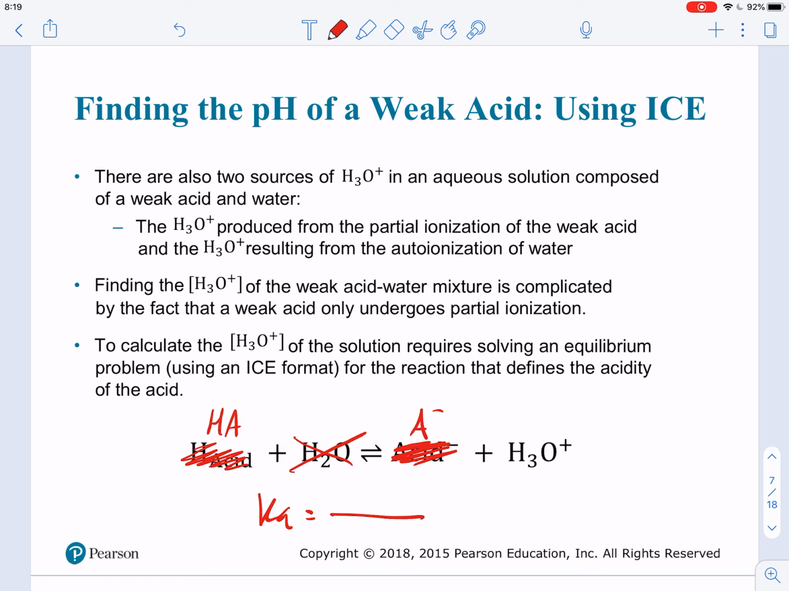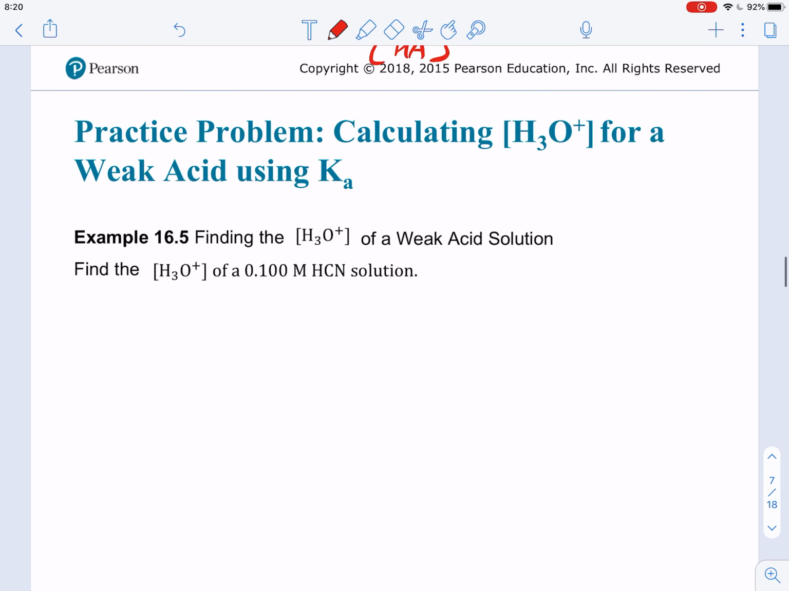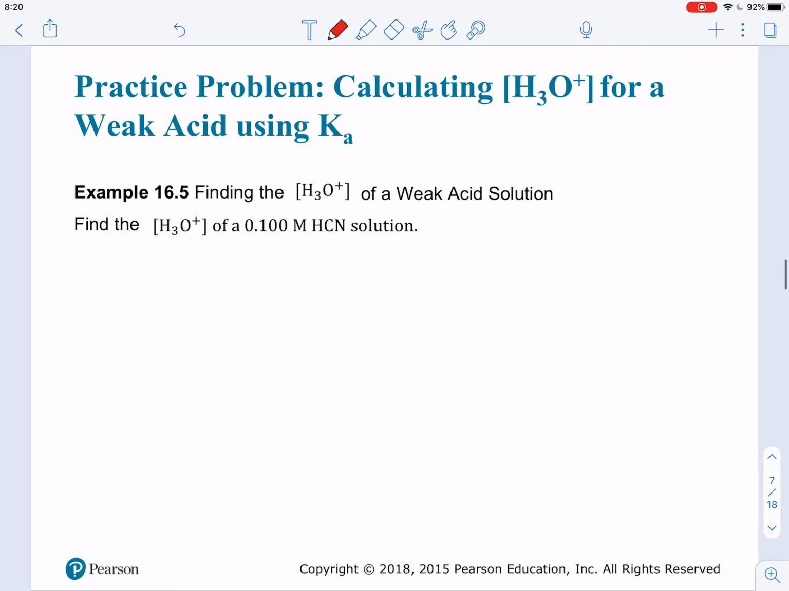So Ka is equal to H3O plus times A minus divided by HA. And it's a good thing that we have that expression like that, because for the most part, in all acid-base equilibria, the stoichiometry is technically always 1-to-1, so it makes calculations rather simple. So we have this case, it's 0.1 molar of HCN.